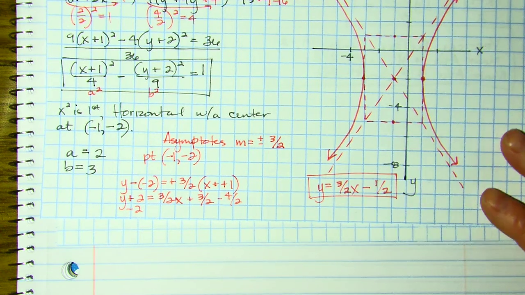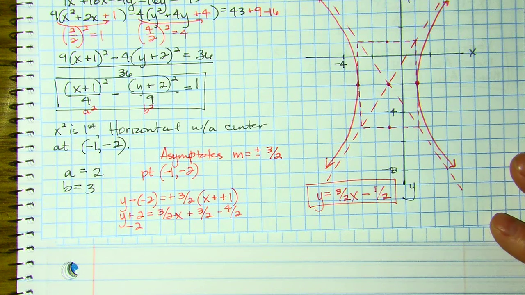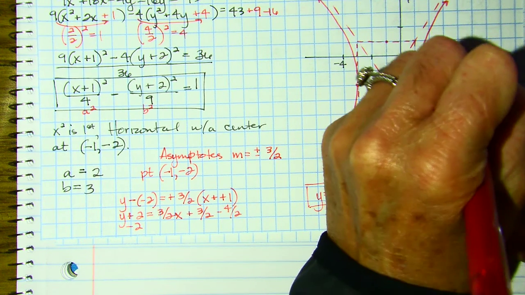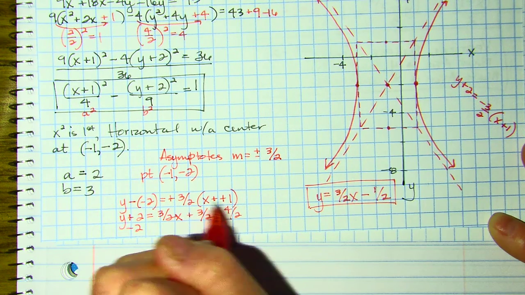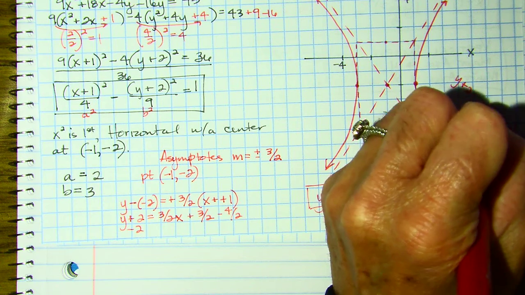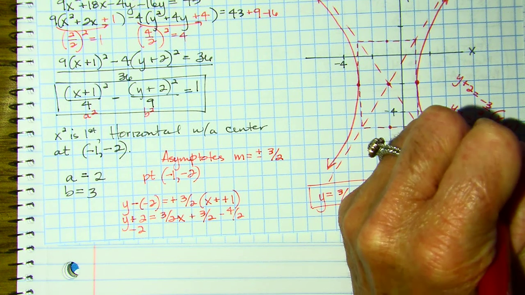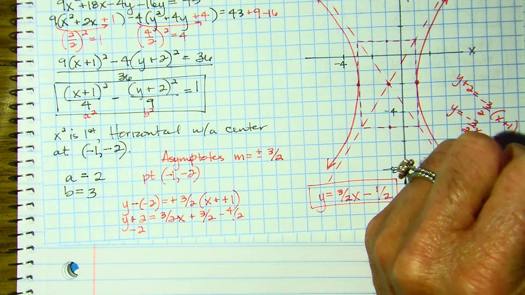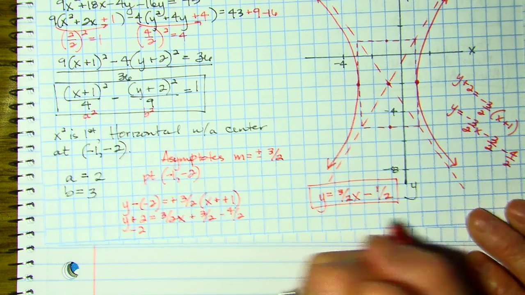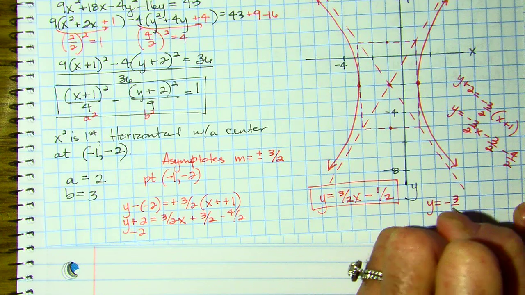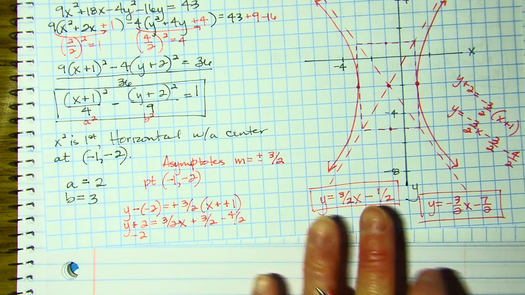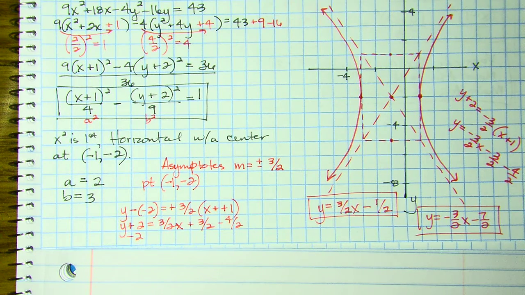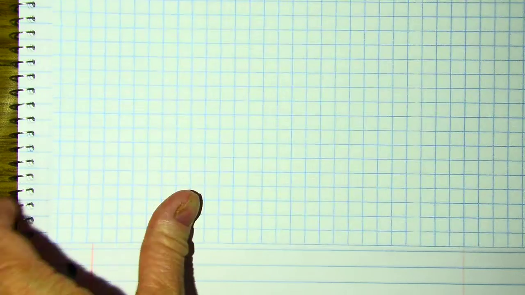The other asymptote, and I'm kind of running out of room, so I'm going to write it over here, would be y plus 2 equals -3/2 times x plus 1. Because I know these are both plus. So that gives me y equals -3/2x minus 3/2 minus 4/2. So my other asymptote would be y equals -3/2x minus 7/2. So you are going to have to use point slope form to find your intercepts. So it is a lot of work, but it's a lot of review work.